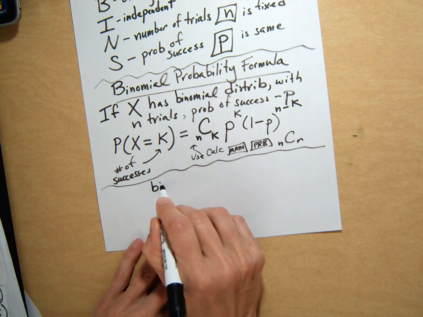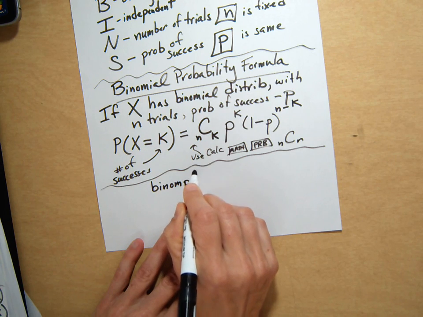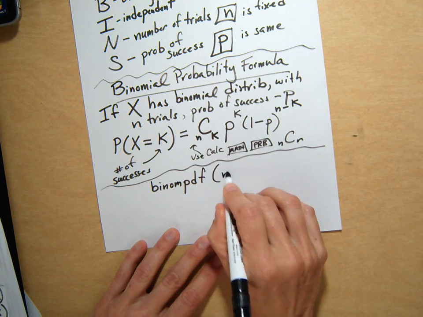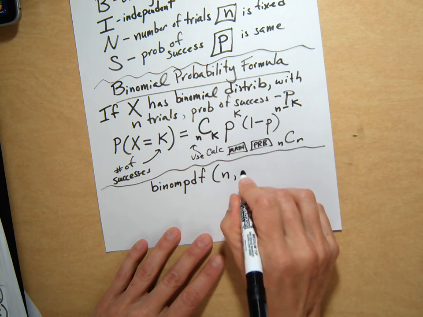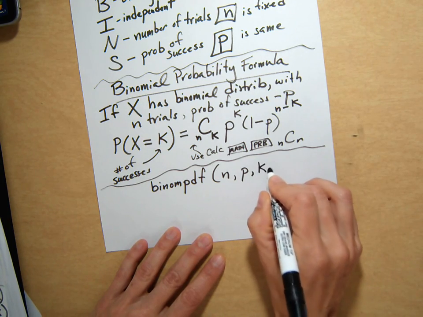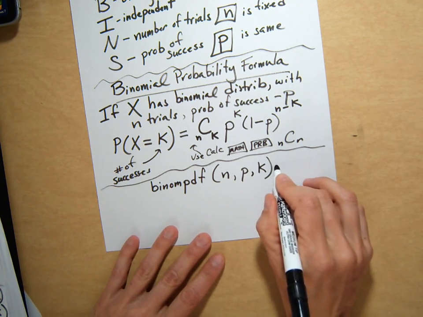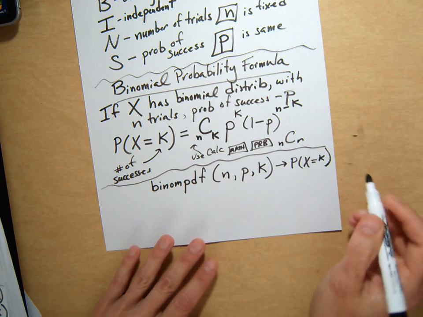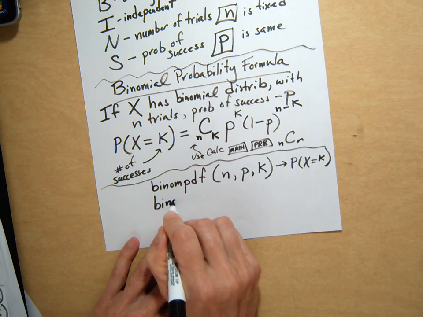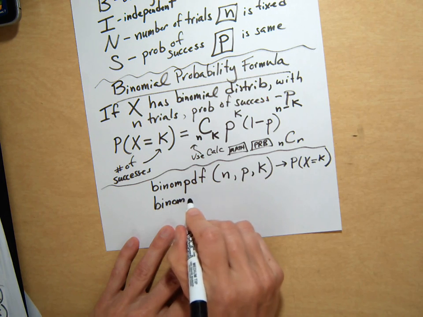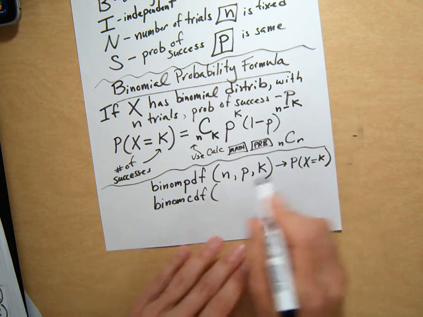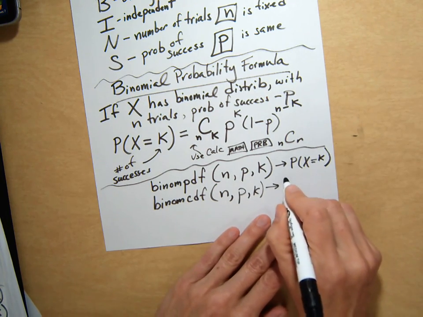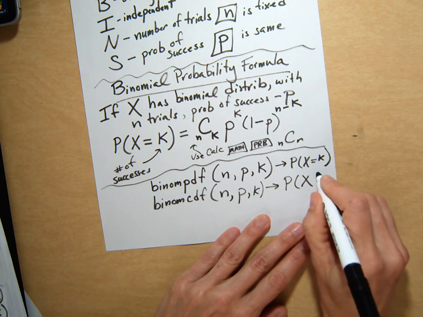If you do binomPDF for a binomial distribution, and you enter n, the number of trials, p, the probability of success, and k, the number of times you want success to happen, that will give you the probability that X equals k. Or if you want to do cumulative, with less than or equal to, you can use binomCDF. These parameters are the same, n, p, k, and that will give you the probability that X is less than or equal to k.